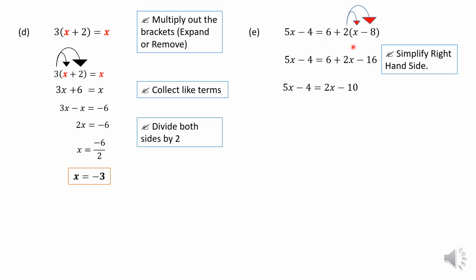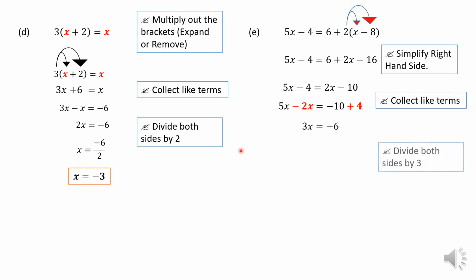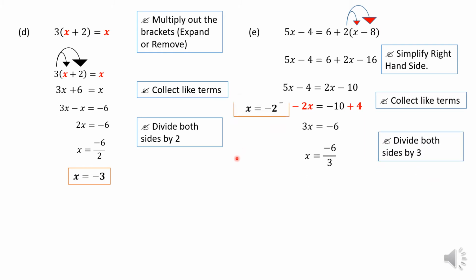All right, so I will also say, avoid just starting to move terms over the equal sign. Simplify what you can, and then collect like terms, and then you can start with your correct manipulation. So now you have to divide negative 6 by 3, and you're going to get the answer that x is equal to negative 2.